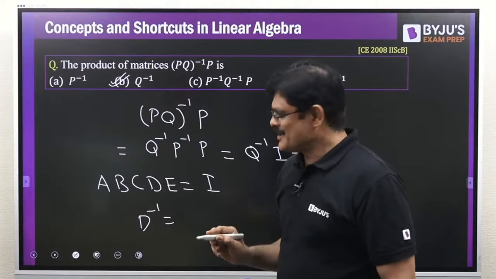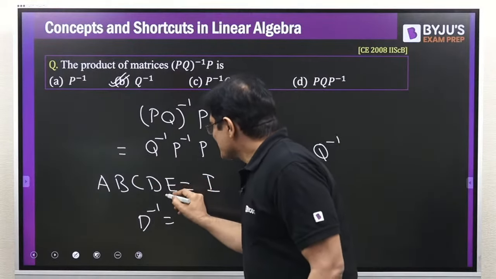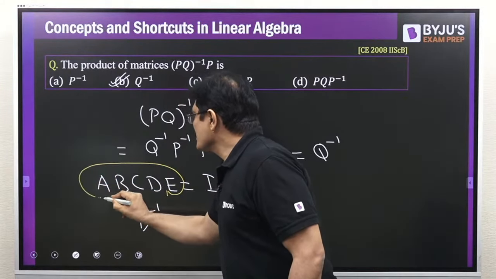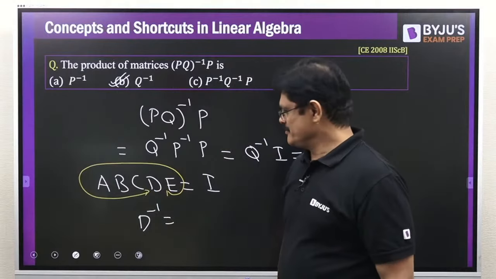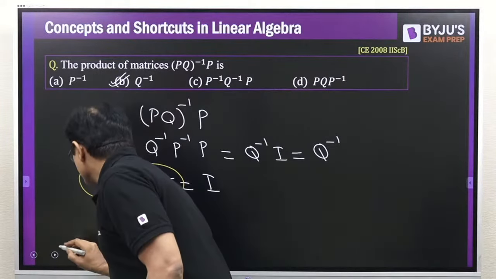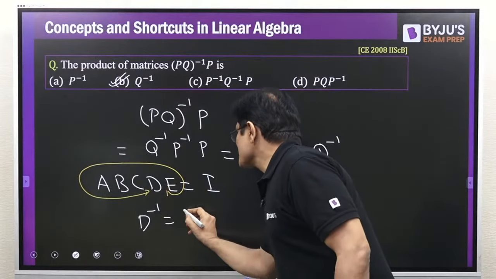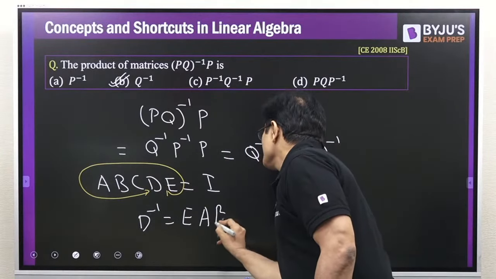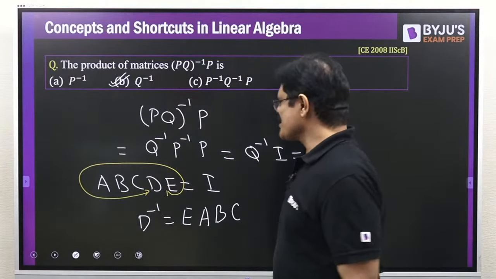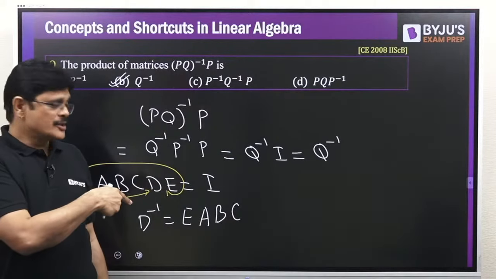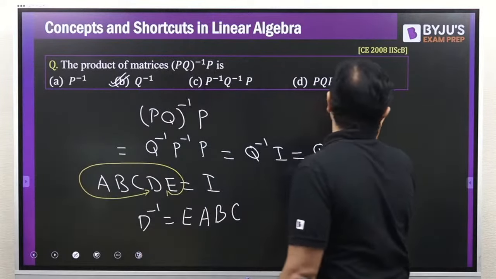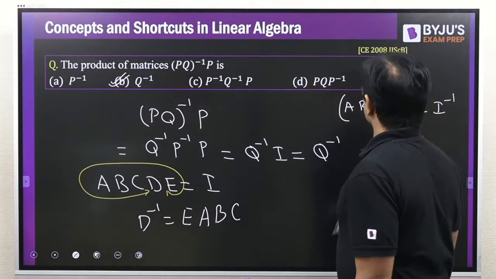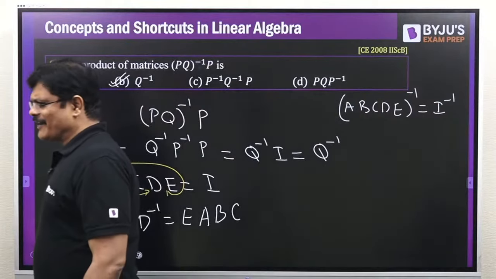People like shortcuts, so I mentioned a shortcut, I should give it to you, right? D inverse means you start after D, go circularly and come back up to D. Don't write D, you will get the answer. After D, what is the matrix? E. Next? A, B, C. Very interesting shortcut, my dear friends. If you want to know how, you have to use this result, sir. Actually, we take (ABCDE) whole inverse is equal to I inverse, and from that you get that result. Okay, derivation I am not doing.